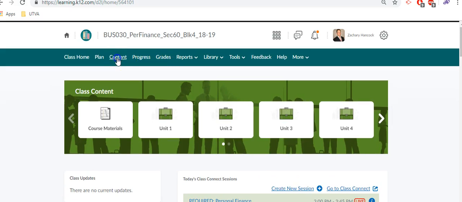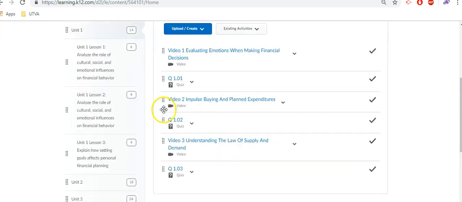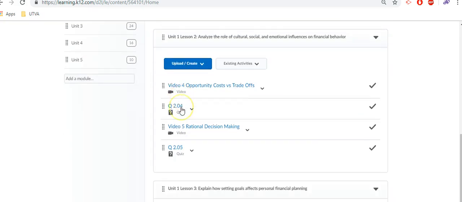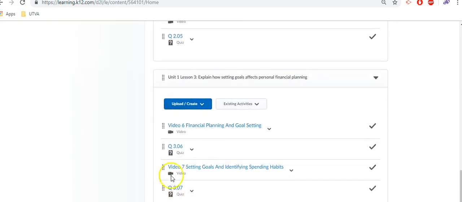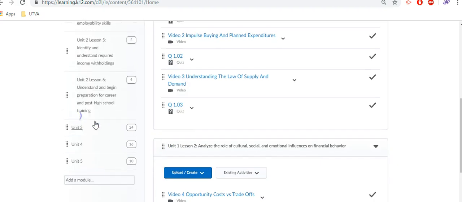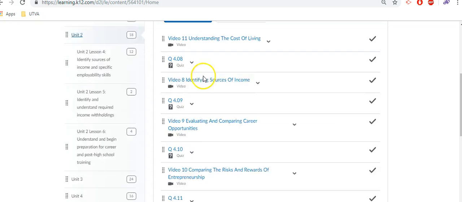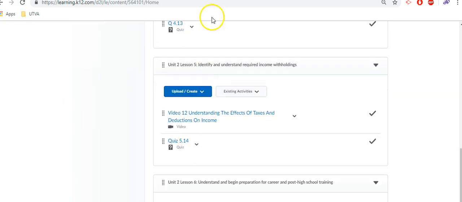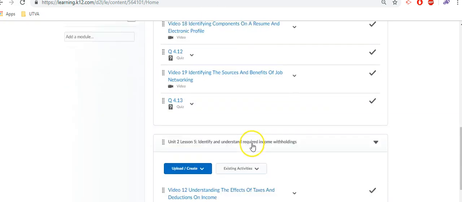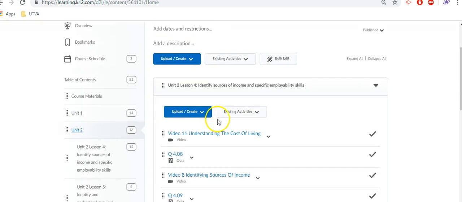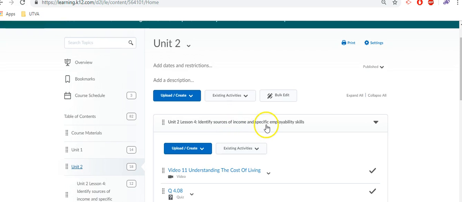Okay, so you got the content right here. Real quick, just a little overview. If you go to Unit 1, Lesson 1, so we should be done with basically all of Lesson 1 now. And now we're starting on Unit 2. And so we're going to do Unit 2, Lessons 4 and 5, which is what we're going to be focusing on today. So we're going to talk about taxes, and we're going to talk about living cost, that kind of stuff, okay?